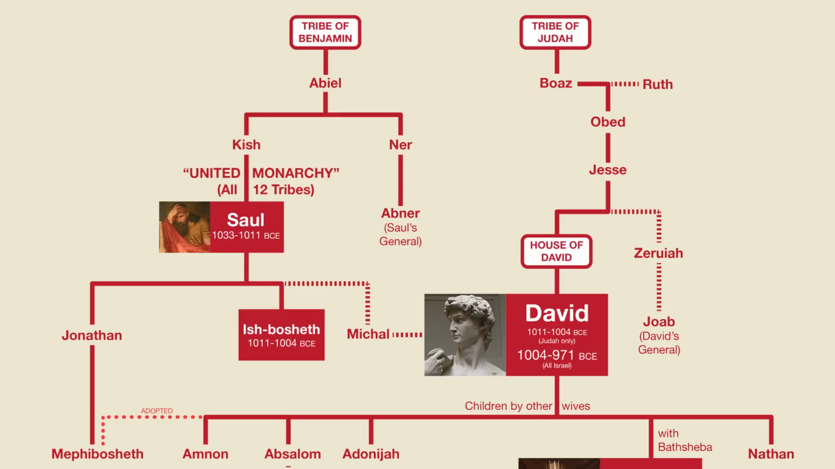So the most famous king of ancient Israel is King David. On this chart, I've used Michelangelo's statue of him. But David was not the first king of Israel. The first king was actually a man named Saul.